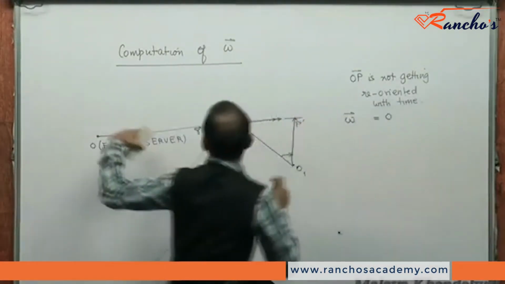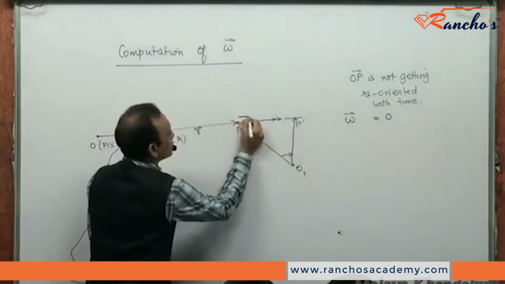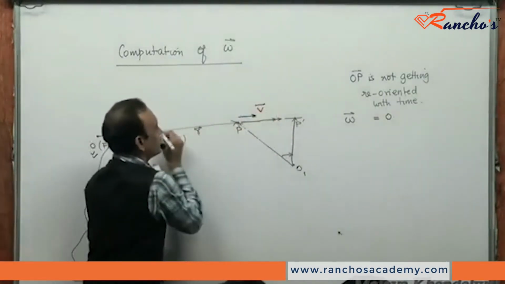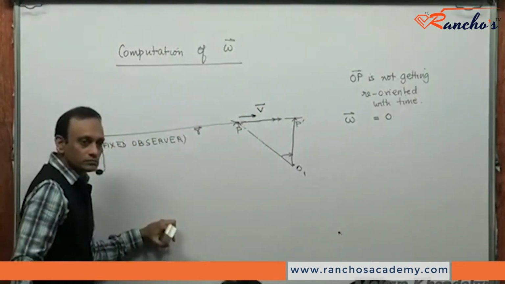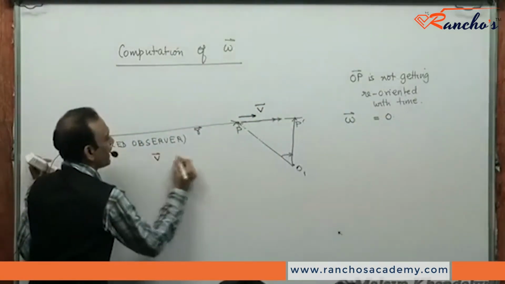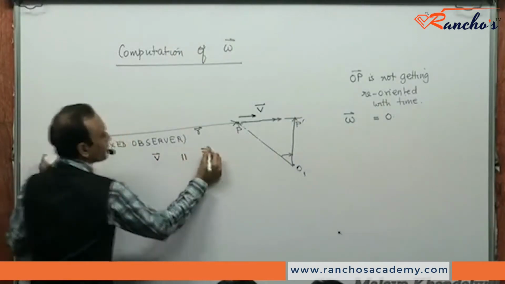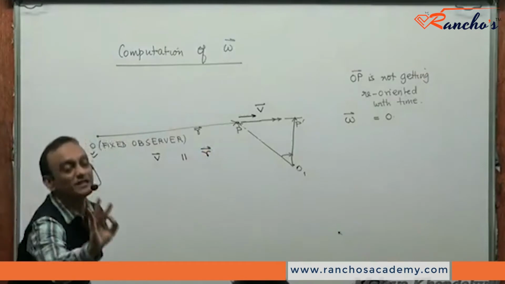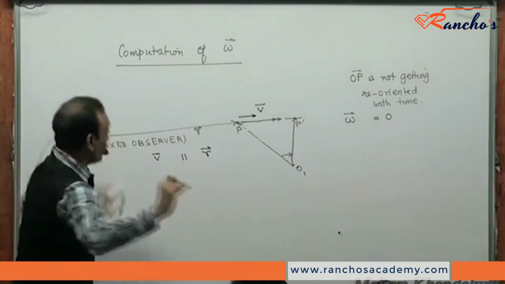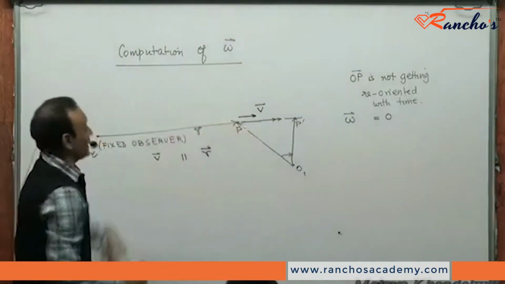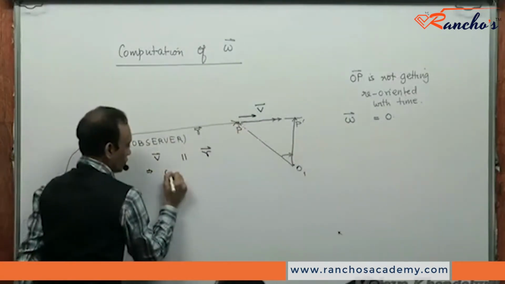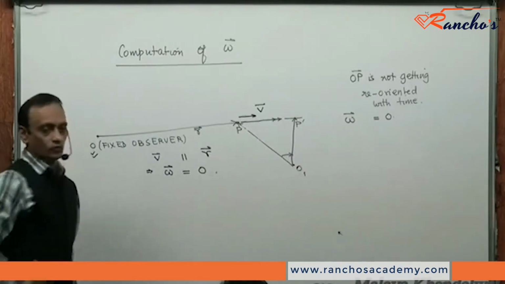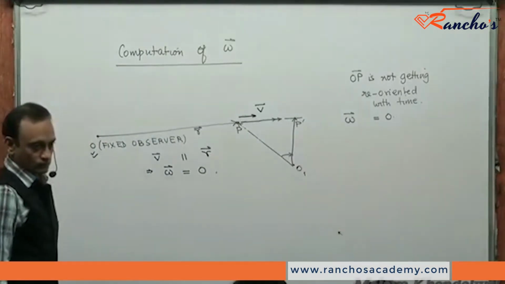Now surely, if the particle has a velocity, say if this was my observer, in this case the velocity of the particle is along R. That means V is parallel to R, the position vector of the particle. And if V is parallel to R, omega must be 0. Yes or no? If V is parallel to R, then the angular velocity vector must be 0. Right?